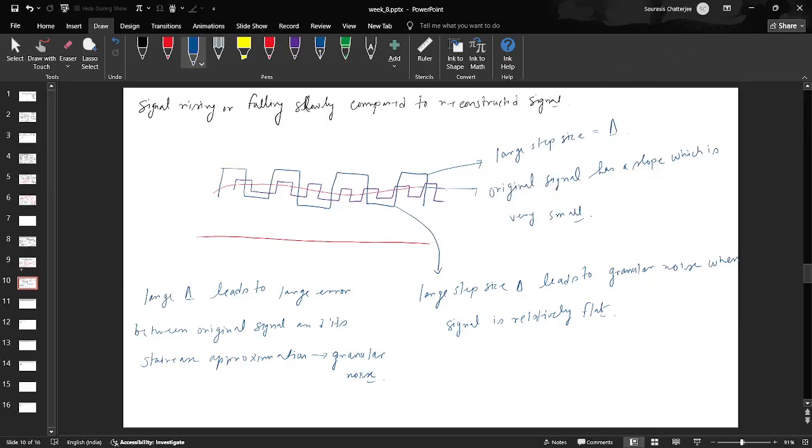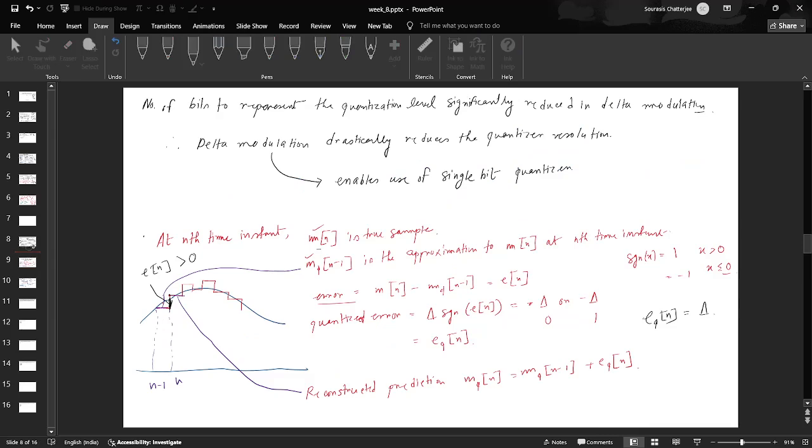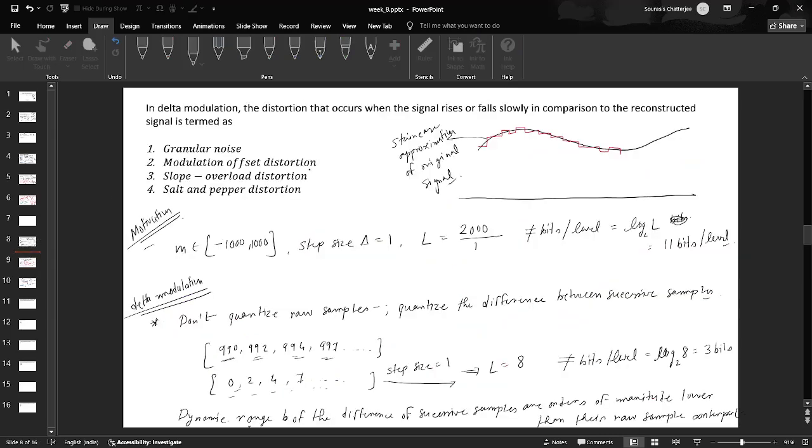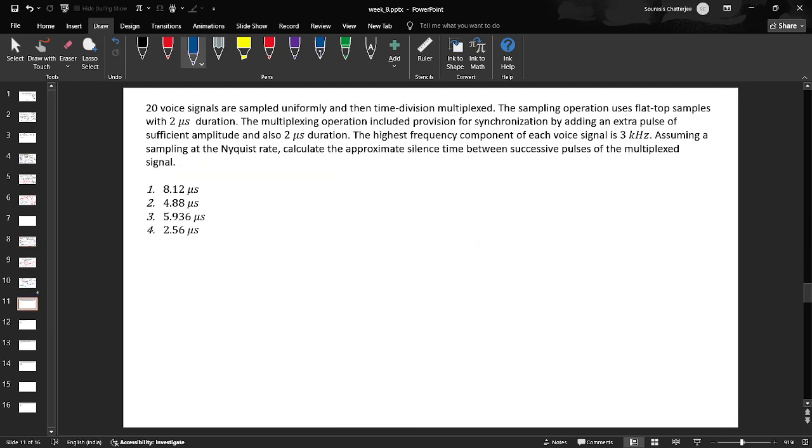To answer our question here, this is granular noise. And the question you might have is about the opposite scenario, when the signal actually rises or falls rapidly in comparison to the reconstructed signal. In that scenario, it is just the opposite. It is called slope overload distortion. Maybe we can discuss that if we have time after finishing this.